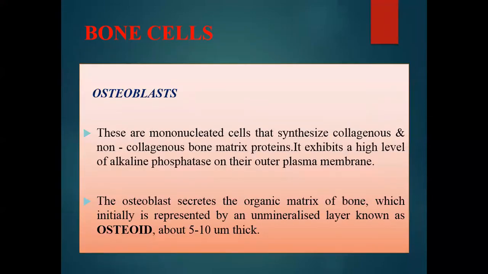Next we come to the bone cells. What are the cells which form the alveolar bone or any bone? These are the osteoblasts. Osteoblasts are mononucleated cells that synthesize collagenous and non-collagenous bone matrix. They exhibit a high level of alkaline phosphatase on the outer plasma membrane.